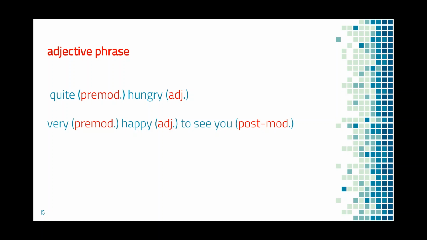The other example, very happy to see you. This is an adjective phrase. Very is the pre-modifier, happy is the adjective. To see you is a prepositional phrase which functions as a post-modifier.